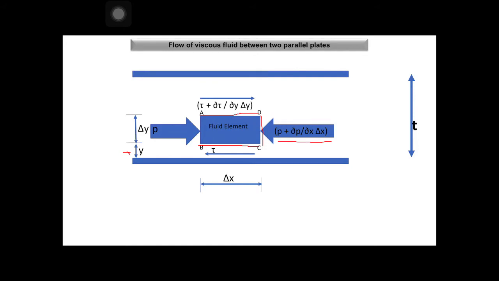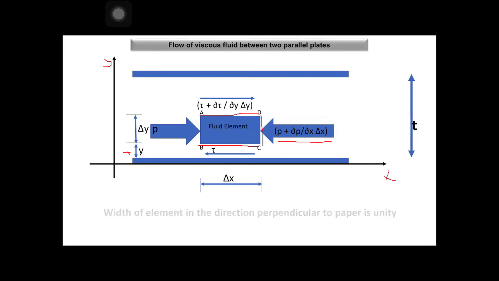If we consider this whole figure in the Cartesian coordinate system, this will be the y-axis and this is the x-axis, and the width of this fluid element we will consider as unit in the direction perpendicular to the plane of paper.